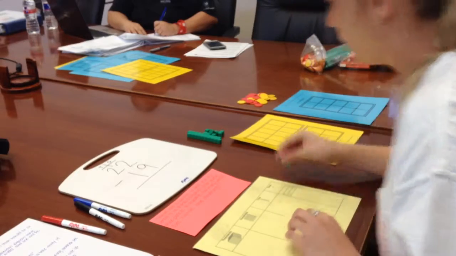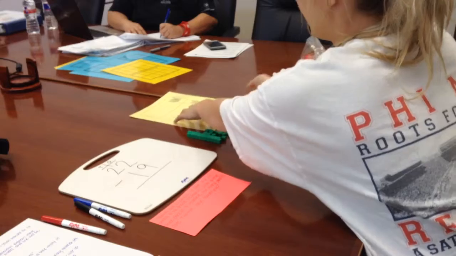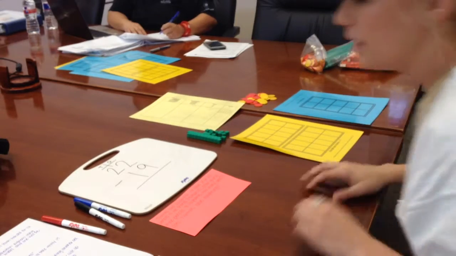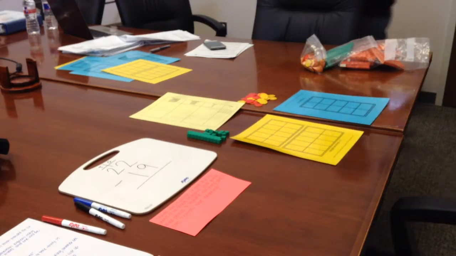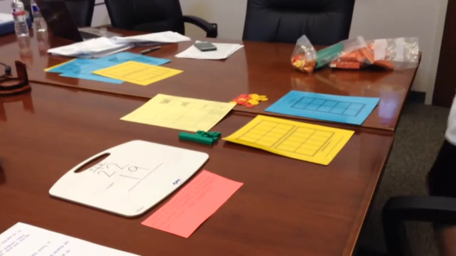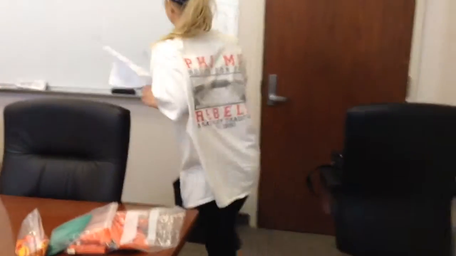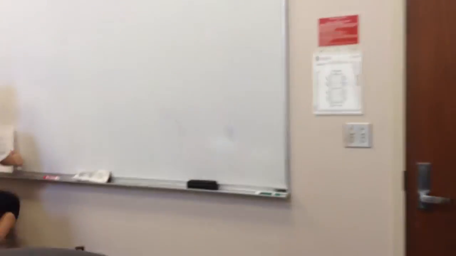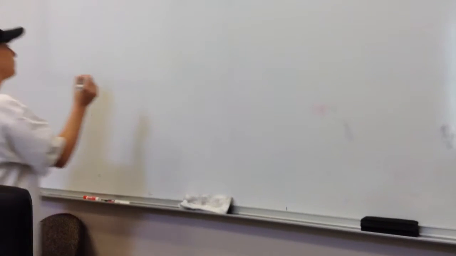Okay, for our next model, I'm going to show the same subtraction problem. I'm going to move to the whiteboard, and I'm going to use a representational model by using a line graph. Our first step is going to be to draw our line graph.